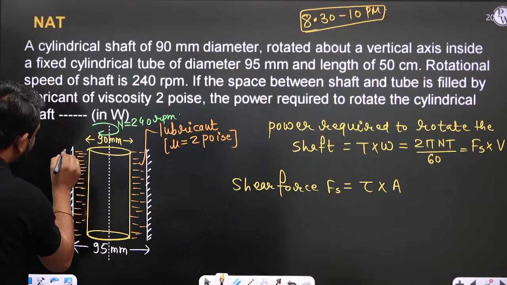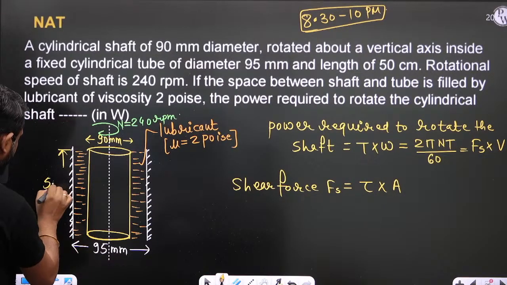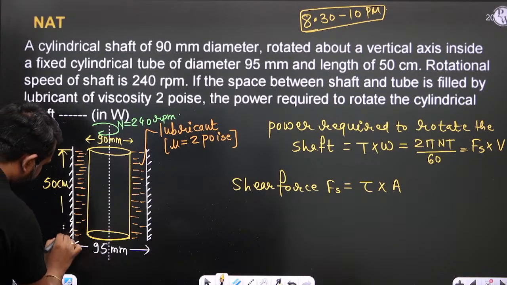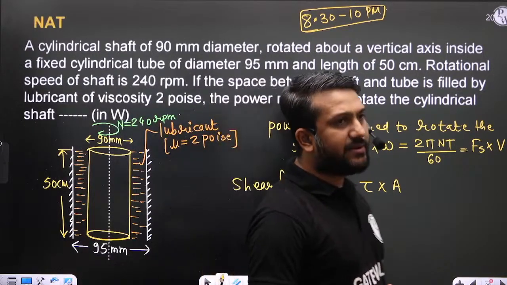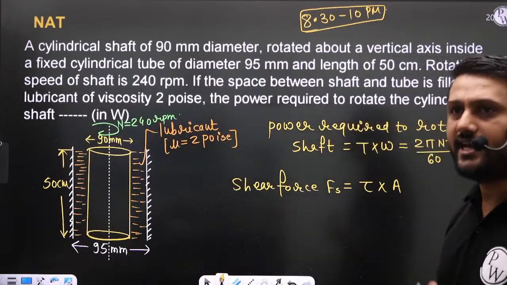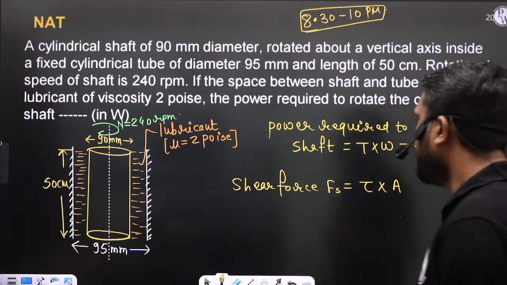And this length is also mentioned. I think this is 50 centimeter. Right. So Fs is nothing but tau multiplied by area. Which area? Shear area, or area of the shaft which is in contact with the fluid.